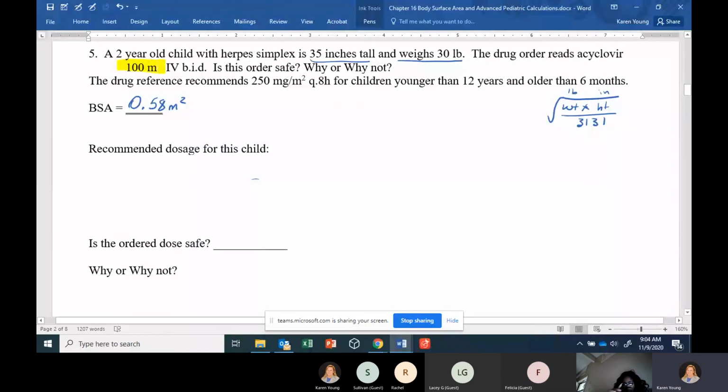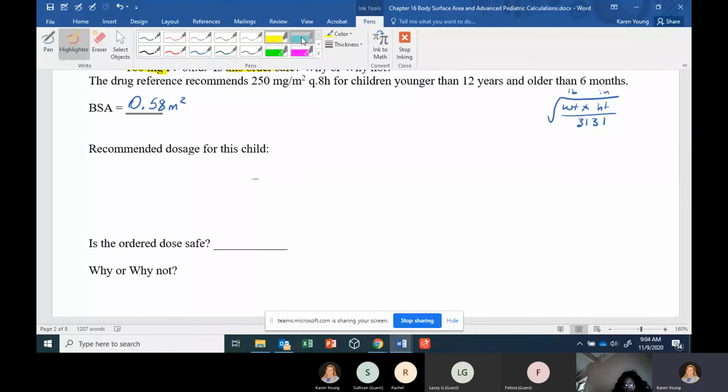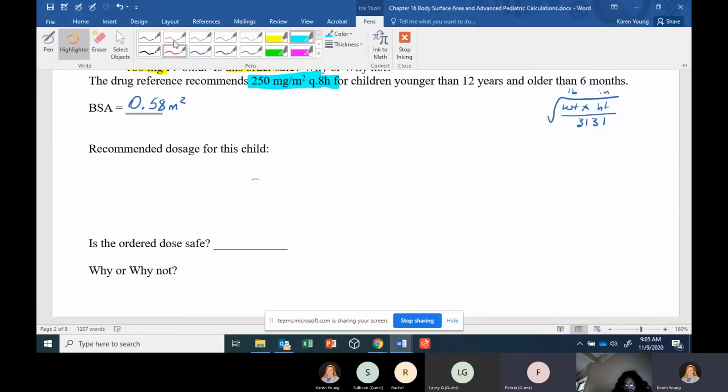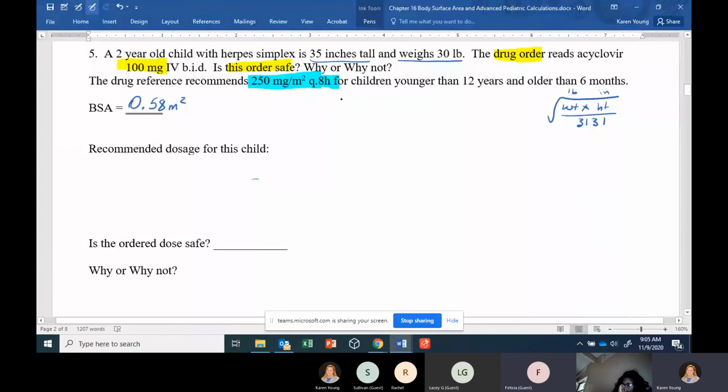So my ordered dose is 100 milligrams. And we're looking to see, is it safe? And then my drug reference recommends 250 milligrams per meter squared every 8 hours. So it just tells me that it's per dose. So now I want to know, what is the recommended safe dose for this child?